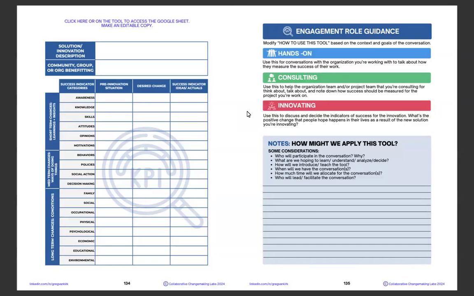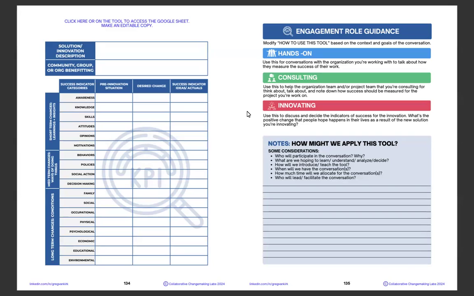Okay, so you do that for the short-term changes, the learnings and the insights, and then you can do the same for medium-term changes, ways of doing things. It's important, since these do build on each other, to start with short-term, then go medium-term, then go long-term, right? And go through the same process.